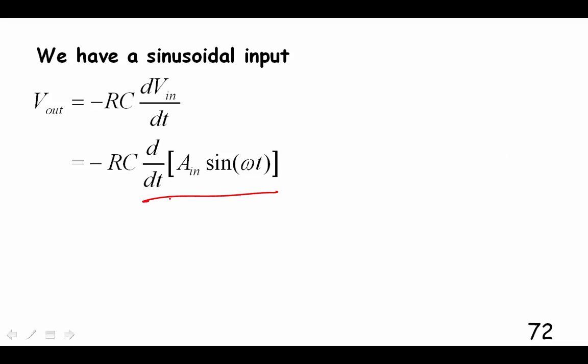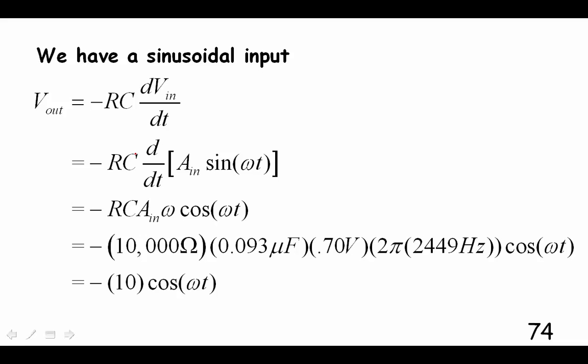Our input voltage is some amplitude times the sine of omega t. What's the derivative of sine? It's just the cosine times the derivative of what's inside the parentheses. So that's why we got the omega out in front, and the constant also came out in front.